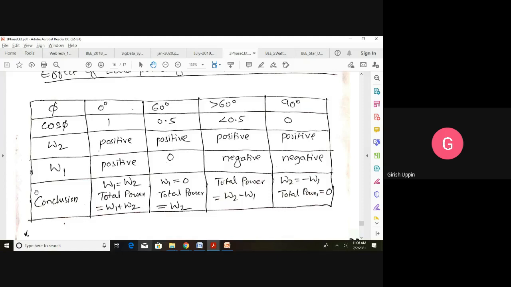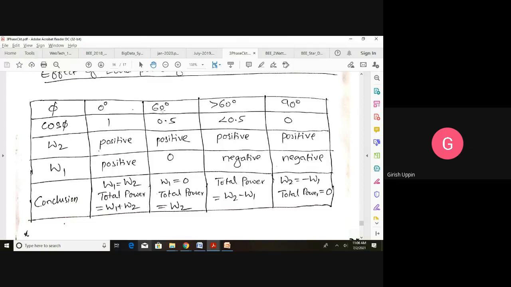The second equation, what is the W1 equation? VL IL cos 30 plus 60, that is 90. Cos of 90 is 0. So in case the phase angle is 60 degree, wattmeter 2 will show some positive value, and wattmeter 1 will show 0 reading.